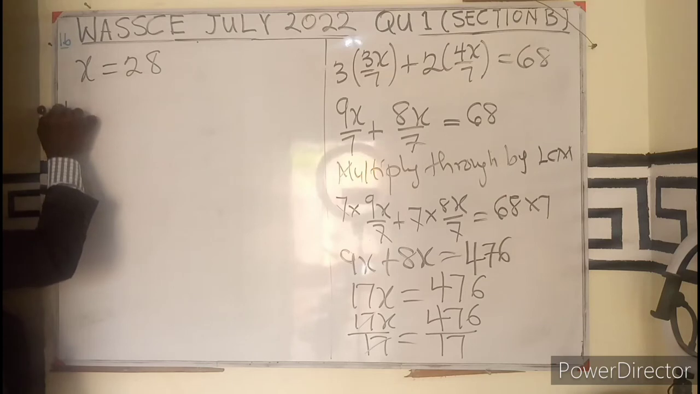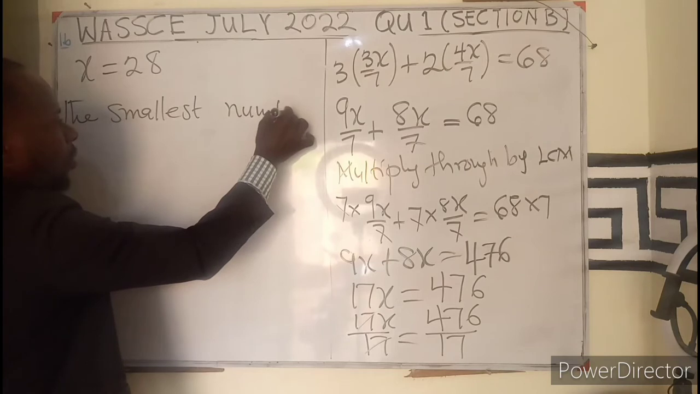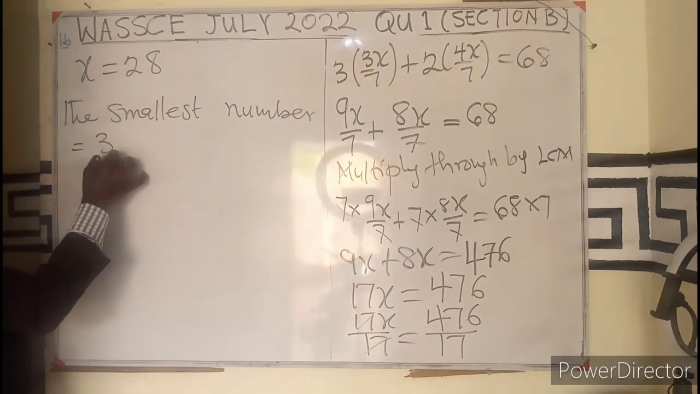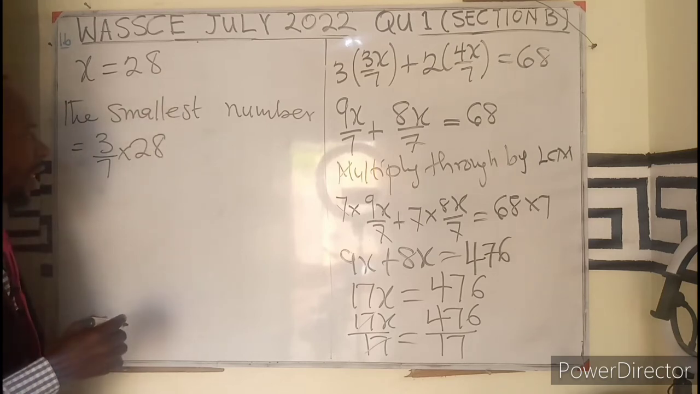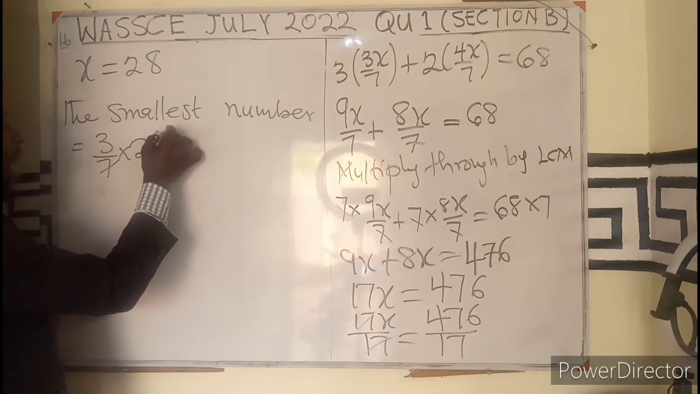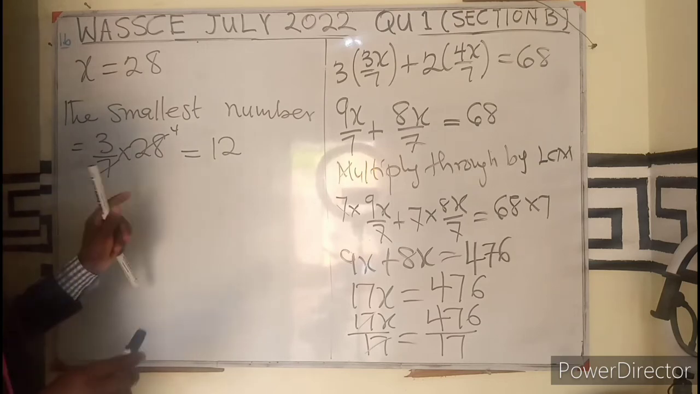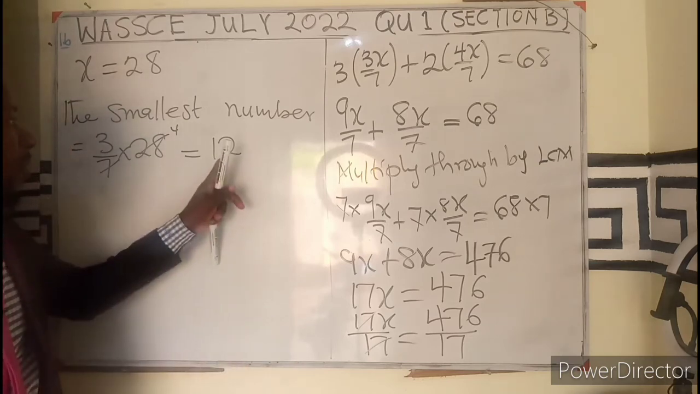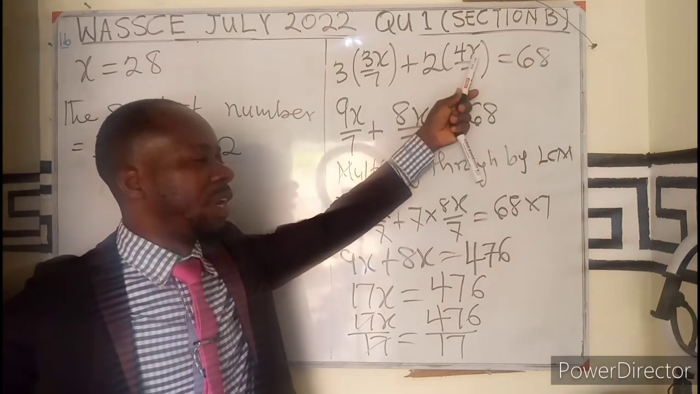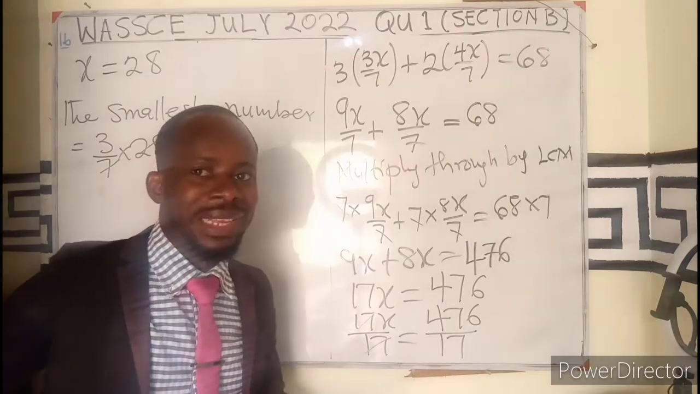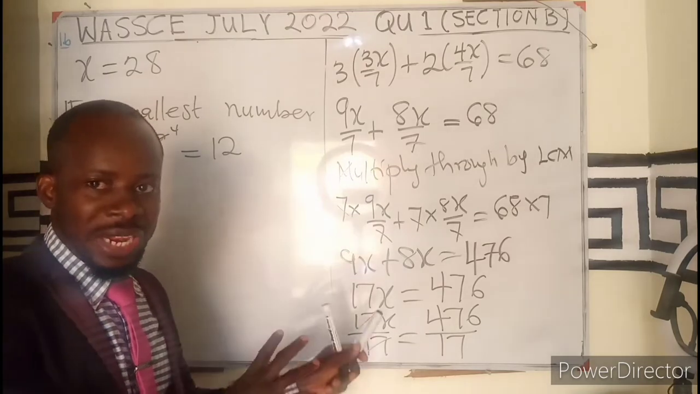So in this case, the smallest number which the question is asking us to find is going to be 3/7 times x, which is now 28. When 7 cancels 28, I have 4, so I have 12. This simply means that the smallest number we are looking for is 12. And if you find the biggest number by putting 28 here, you end up getting 16 to be the largest number. Good. Now, this is one way of reaching the answer.